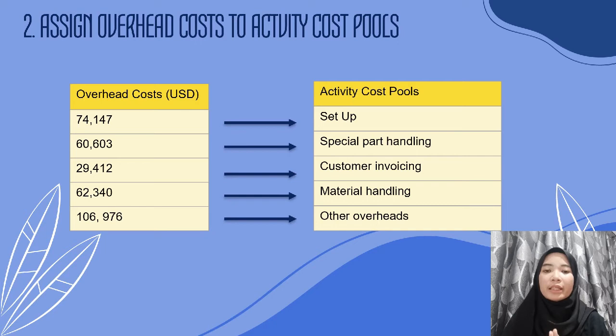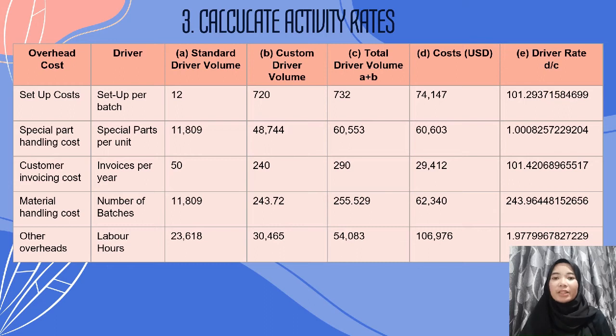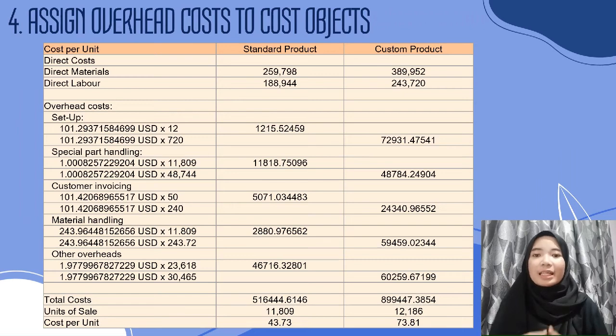Next, assign overhead cost to activity cost pools. So this is how the hotel assigns its overhead cost in USD to activity cost pools, which are setup, special part handling, customer invoicing, material handling, and other overheads. The third step is calculate activity rate. To calculate activity rate, we need to divide the overhead cost for the activity by the total of activity driver or total driver volume, and then assign overhead cost to cost objects.